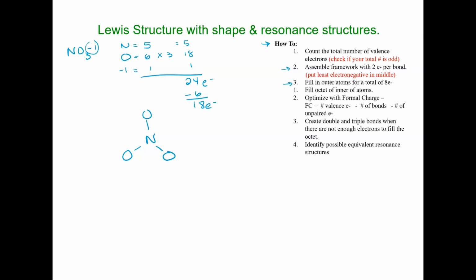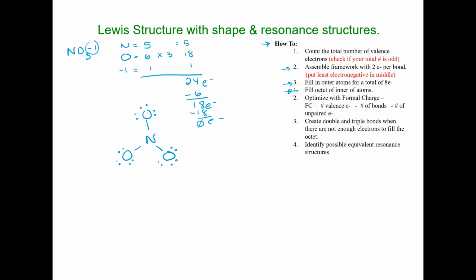So the next step is to fill in the outer atoms for a total of 8 electrons for an octet. So each oxygen will get 6 electrons. Done that, and now I've used all the electrons available. Now I need to fill the inner octet. Now I don't have any electrons left over, and nitrogen only has 6.